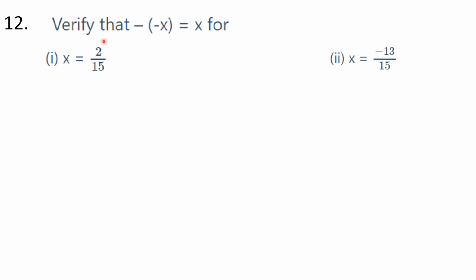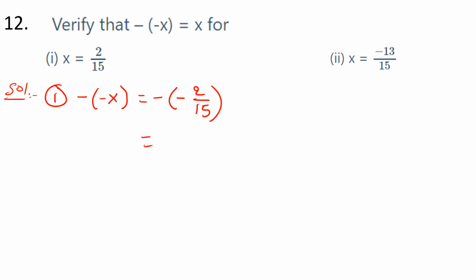Question number 12. Verify that minus of minus x equals x for x equals 2 by 15 and x equals minus 13 by 15. Let us verify it. Take the first one. They given that x equals 2 by 15, right? Let us substitute in the place of x. Minus of minus x equals minus of minus 2 by 15, right? So minus of minus should be plus, that is 2 by 15. So that is equal to x only, right? So that's why it is verified.